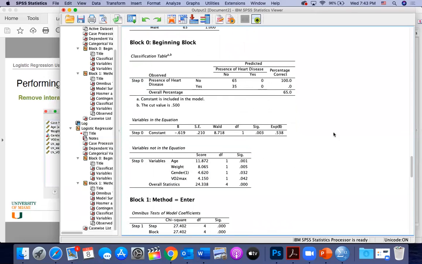So let's move to the second part, block 0, the beginning block. This part of the output describes a null model, which is a model with no predictors and just the intercept. You can see that the variable in the equation is just the constant, or what we sometimes call the intercept. So our independent variables were not included in this model, which is a step 0 model.